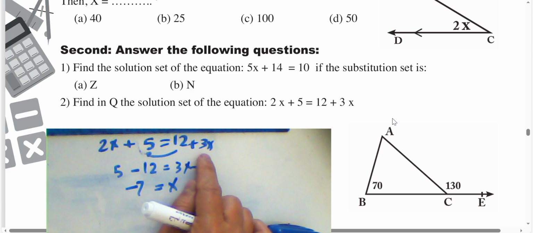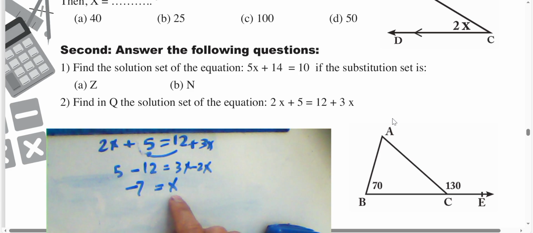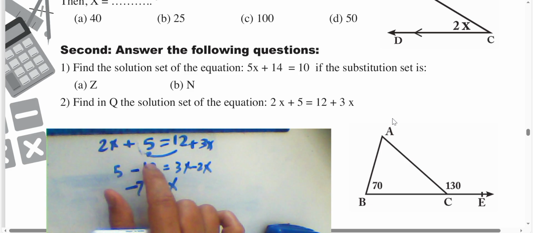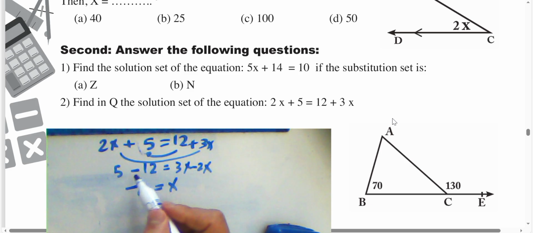Okay, 3x - 2x, it will be x, and 5 - 12 is -7. Negative 7 belongs to the rational numbers. So x = -7 belongs to the rational numbers. The solution set will be {-7}.